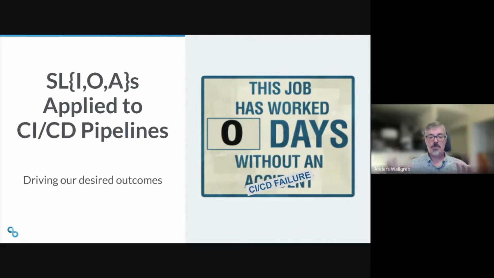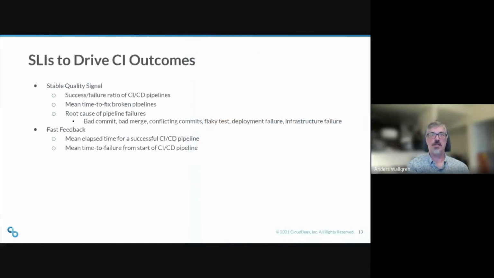So I'm going to be purposefully ambiguous about those, though I will talk to them, of course. But our goal here, in a jokey way, is we want 0 days without a CI/CD failure, right? We want a job site that's humming along very, very well. So, SLIs, service level indicators that we can use to drive CI outcomes.